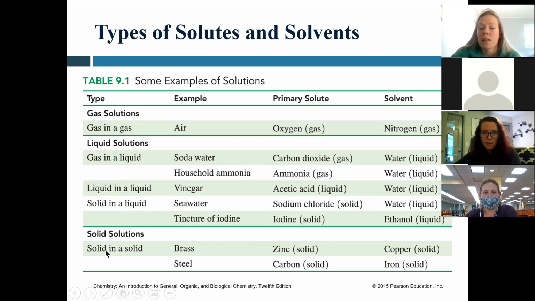You can also have solid solutions. So brass is a mixture of zinc and copper. Steel is a mixture of carbon and iron. You mix the two metals together in a certain proportion so that you can get some of the properties of zinc and some of the properties of copper, right? You can get the strength of one and maybe the conductivity of another and so on.